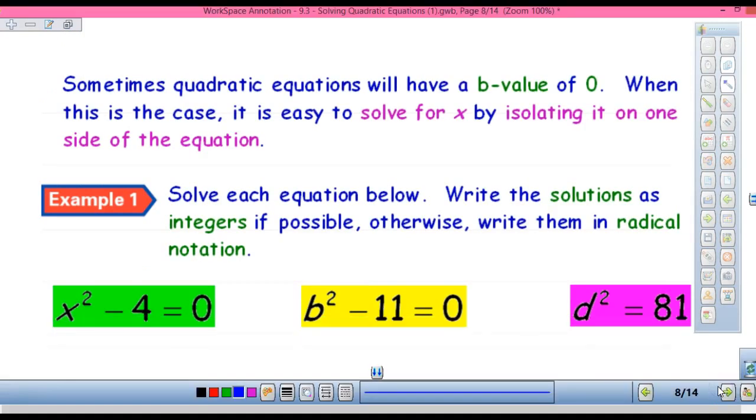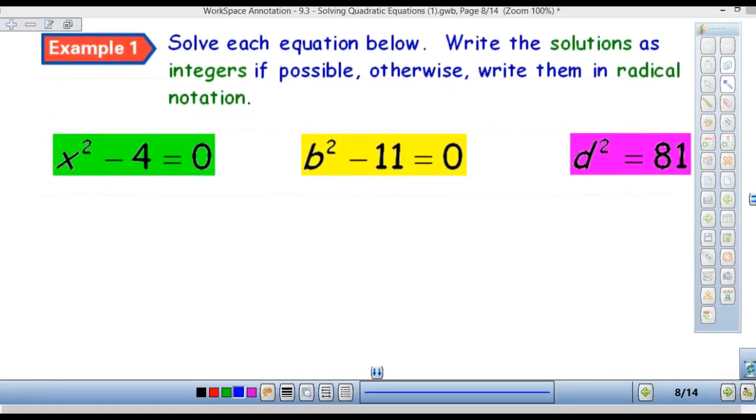All right, now we get into the good stuff. When there is no middle term, this only works when there isn't a middle term. And what do I mean by middle term? There's no b, or when b is 0, this is what it works. What we want to do in that case is get our variable squared.